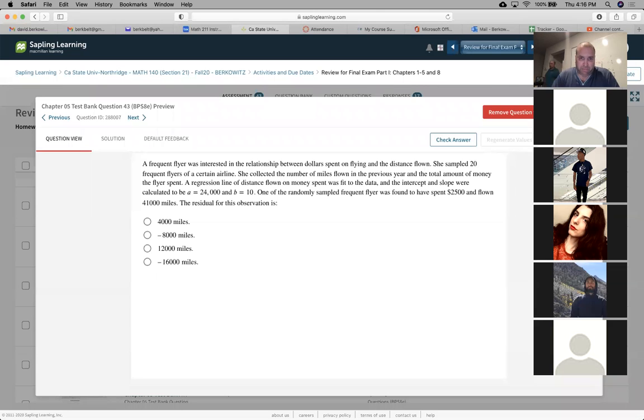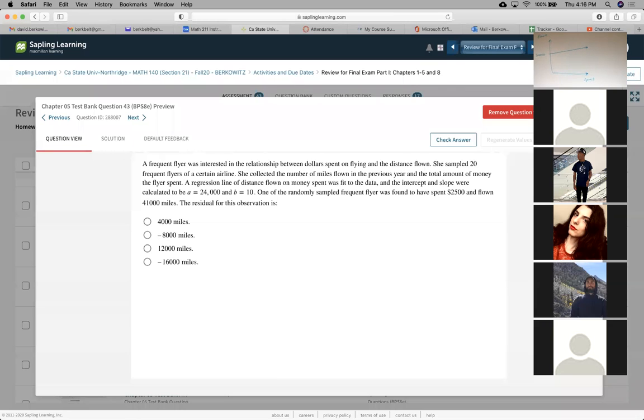A regression line of distance flown, which is your y-axis, on money spent. So spent is on your x-axis and distance flown is on your y-axis, was fit to the data. And the intercept and slope were calculated to be 24,000 and the slope was 10. So the line would look something like this. All right, it's a very small slope compared to a value of 24,000.